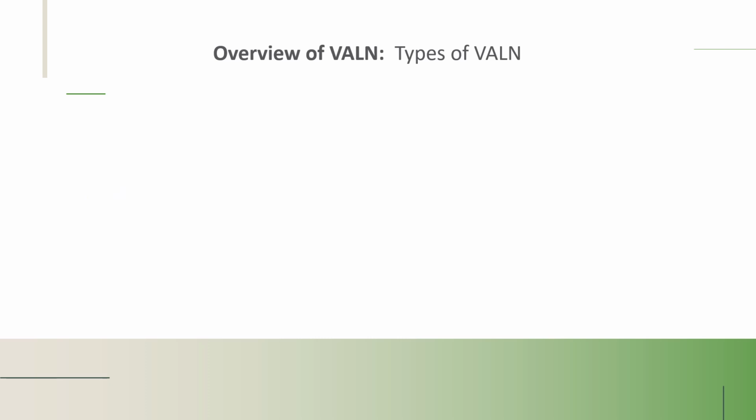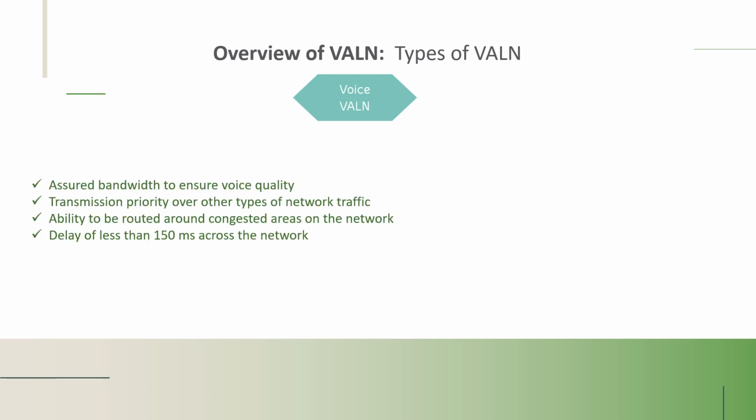And lastly, we have the voice VLAN, which is a separate VLAN needed to support voice over IP traffic. The characteristics of this VLAN are assured bandwidth to ensure voice quality, transmission priority over other types of network traffic, the ability to be routed around congested areas on the network, and a delay of less than 150 milliseconds across the network. To meet these requirements, the network has to be designed to support voice over IP.